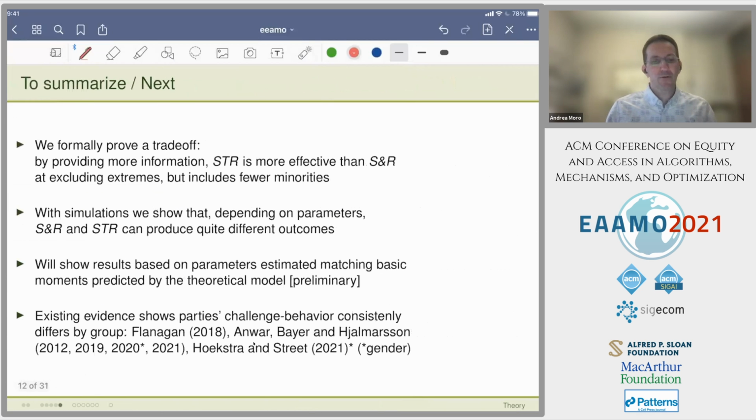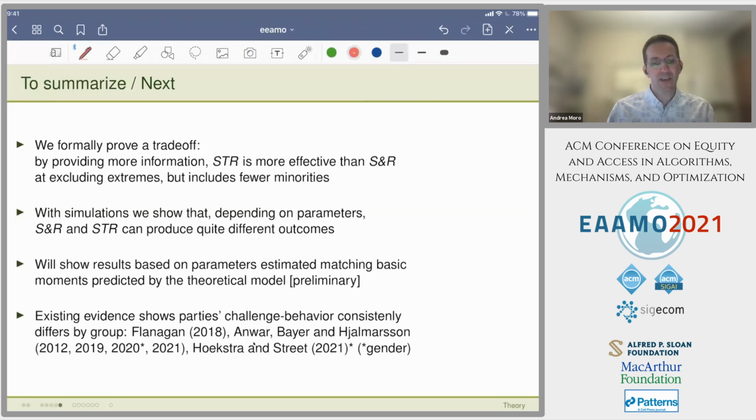So to summarize, we formally proved the trade-off between these two procedures. Struck is more effective than strike and replace at excluding extremes, but includes fewer minorities. With simulations in the paper, we show that depending on parameters, the two procedures can produce quite different outcomes. And I'm going to show you some of these simulations.